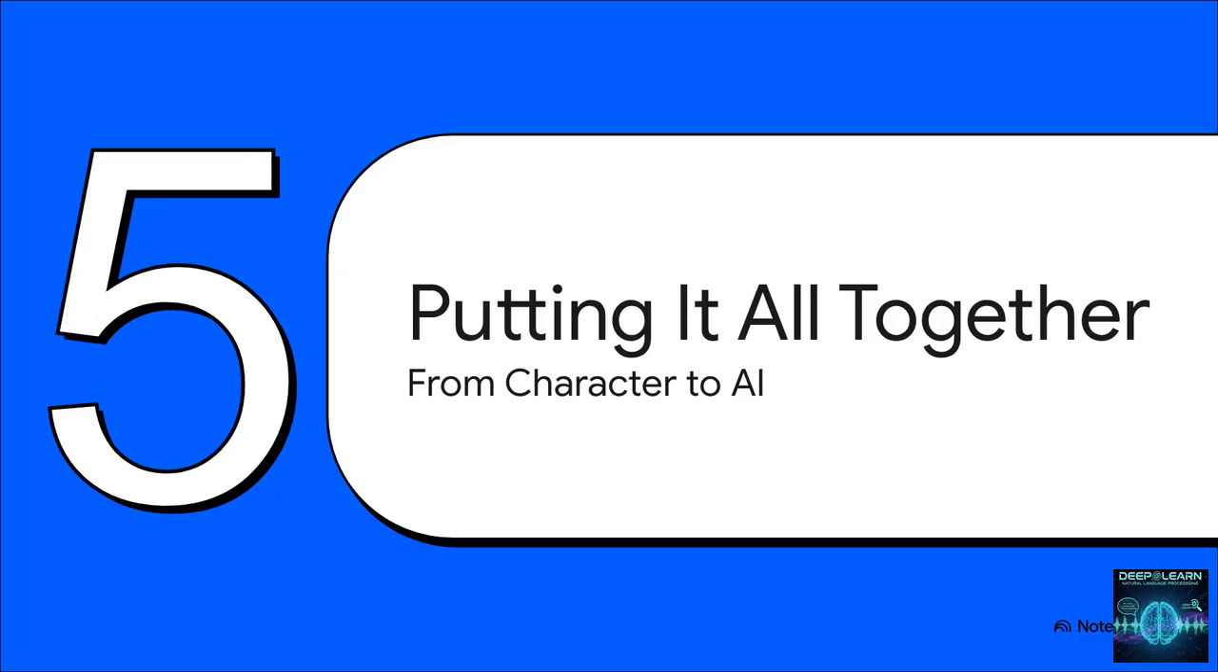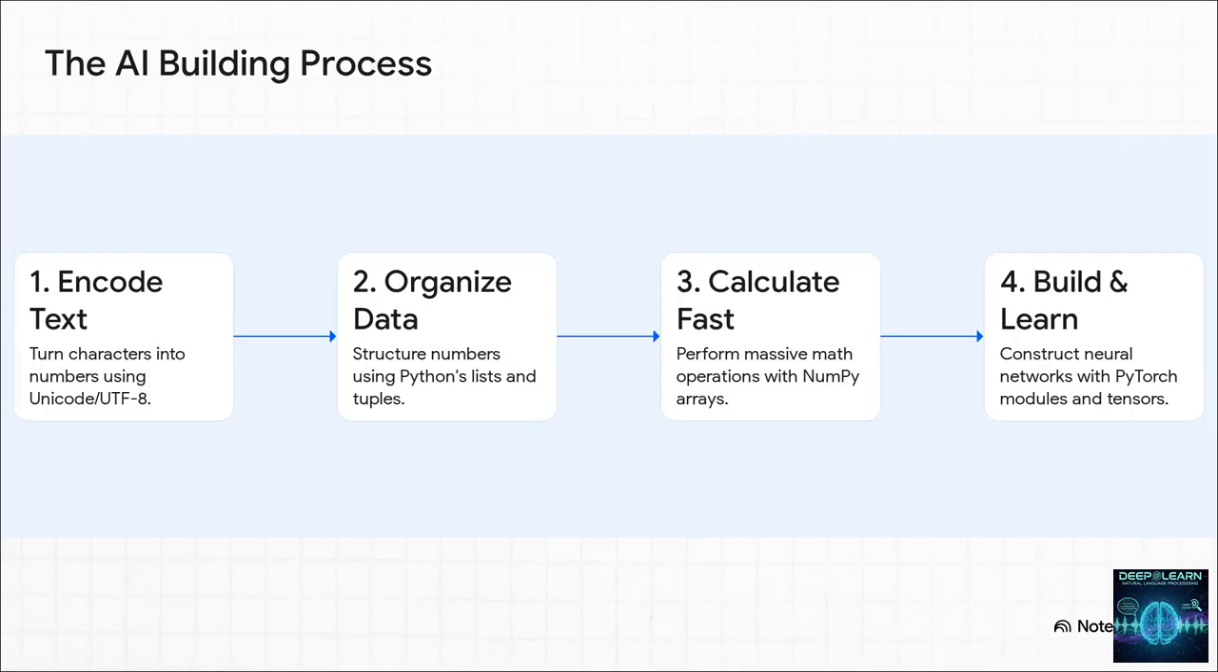Okay, let's zoom out and take a look at the whole picture now. We've gone from the most basic, simple idea of representing a character all the way up to a powerful framework for building a machine that can actually learn. The whole process really flows in 4 logical steps. First, we encode our text into numbers using UTF-8. Second, we organize all those numbers into useful containers using Python. Third, we use NumPy to do all the heavy math at incredible speeds. And finally, fourth, we use PyTorch to assemble all those operations into complex neural networks that can learn from data.